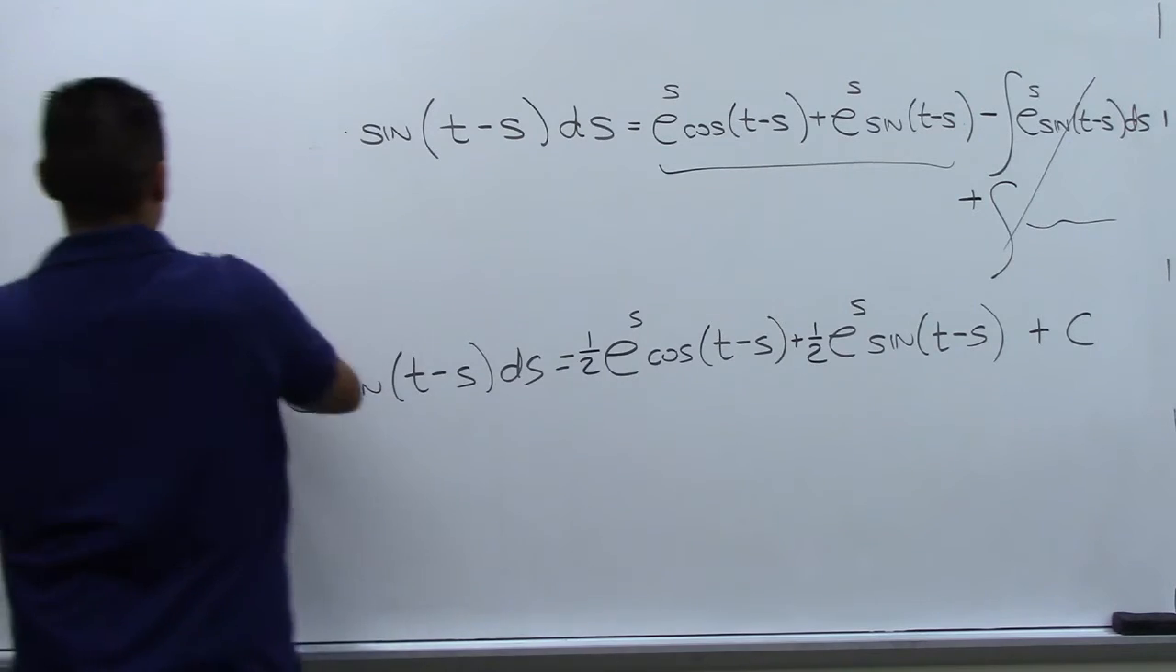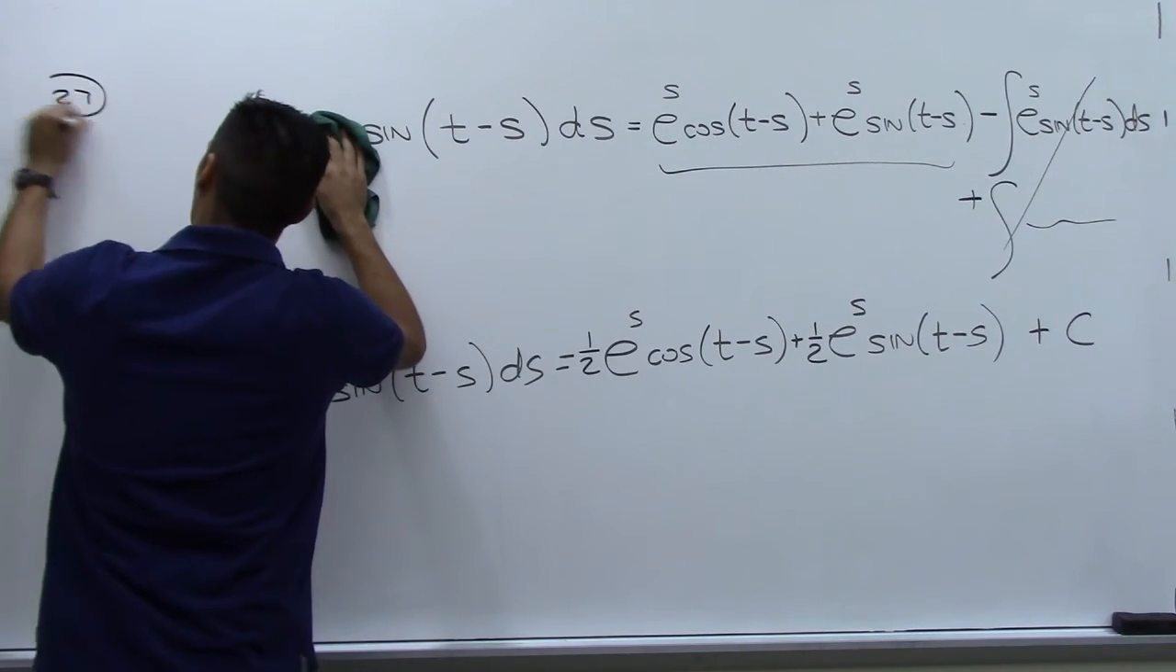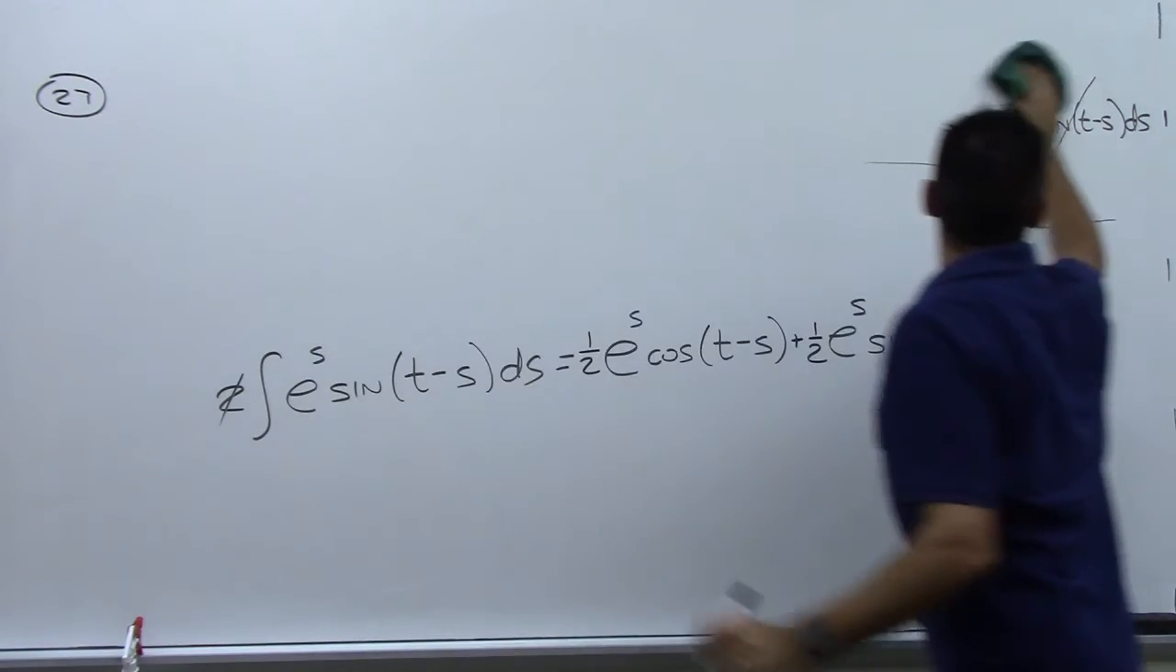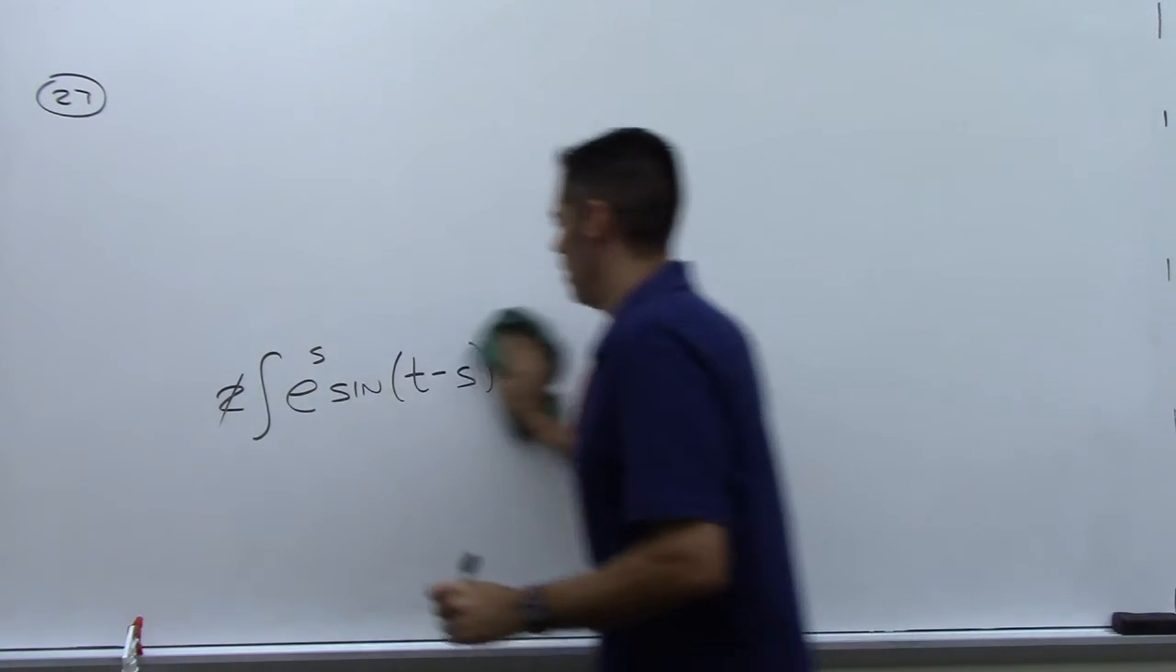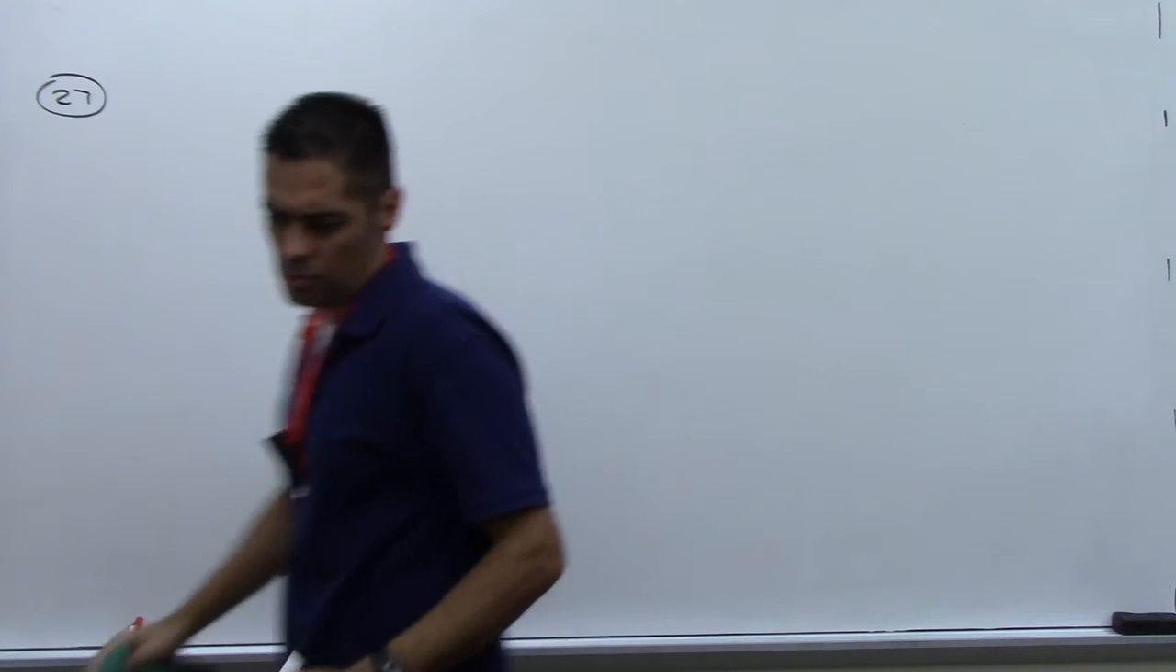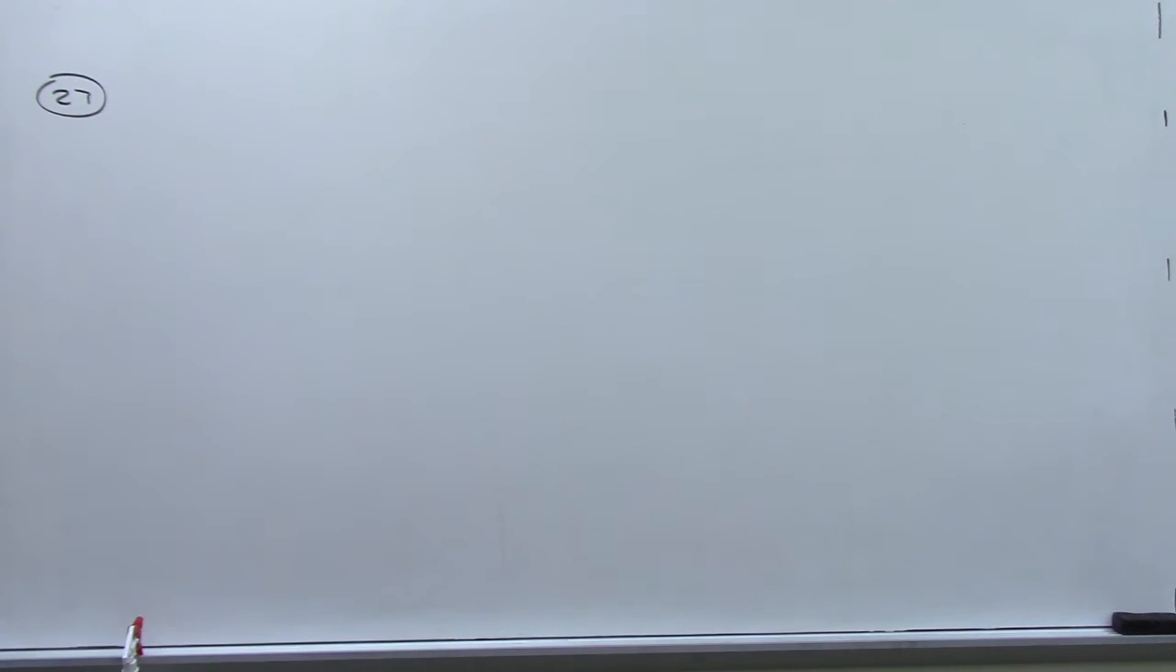27. I believe I did 27 in class. But on 27, they're telling you to make a substitution first. Oh no, I didn't do this one. So it says, first make a substitution, then use integration by parts.